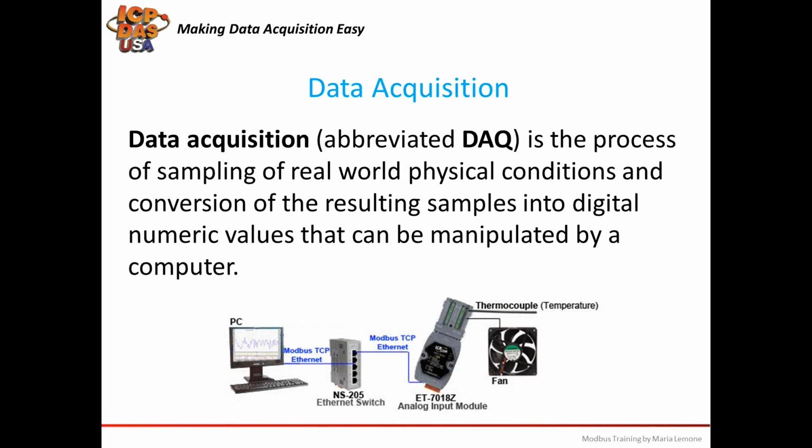Data acquisition is the process of sampling real-world physical information and the conversion of those samples into digital numeric values that computers and controllers can understand. Programs can be run on computers and controllers. They can take that information and implement control logic operations like the turning on of a fan based on a temperature, turning on a pump based on a tank level, or opening a valve based on pressure levels.